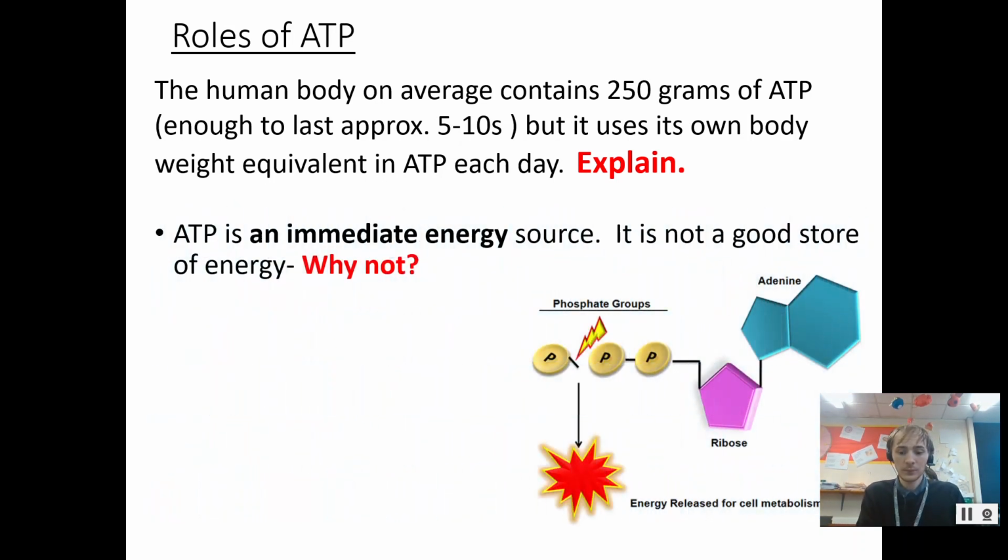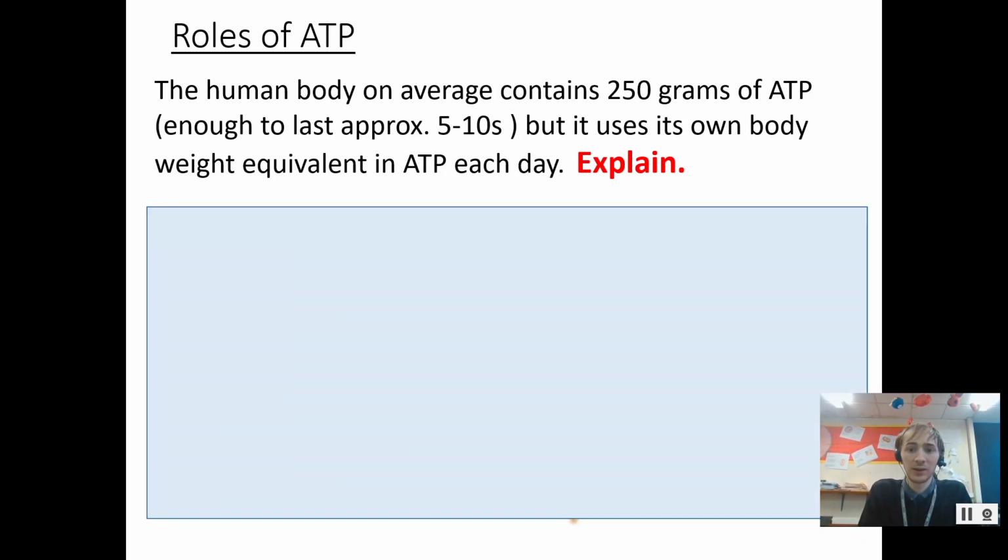Now, the human body contains a very small amount of ATP. And as it says in the PowerPoint, about 5 to 10 seconds worth. However, we need an enormous amount of ATP. Every day, you use up your own body weight in ATP. So how is that working? What are you thinking? How could that possibly be?